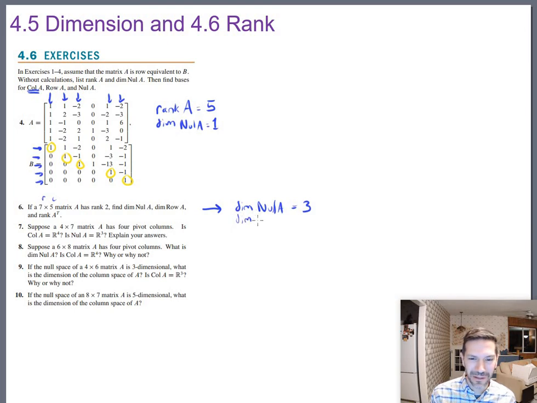So they're just checking to make sure you know your stuff here. And that should be a give me question. But the dimension of the row space is the same as the rank. It's 2. They also want the rank of the transpose. So if you took your 7 by 5, turned it into a 5 by 7, then the rank of the transpose. So the rank of A transpose, which is now a 5 by 7.